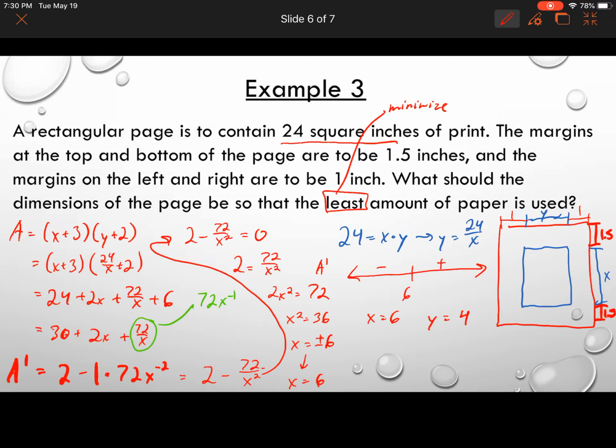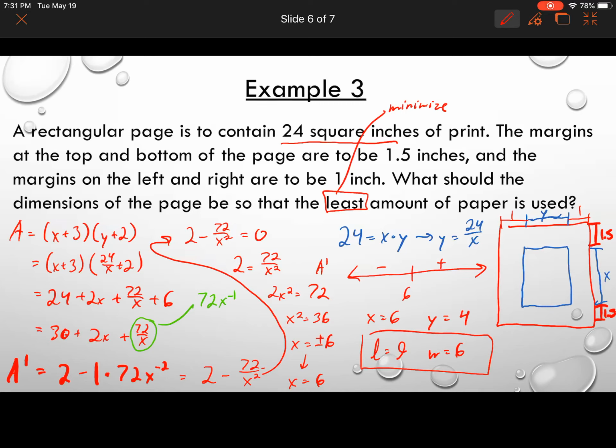So now be careful. We're almost done. That's the dimensions of just the print area. We want to find the dimensions of the piece of paper. So if x is 6, the length should be 9. And since y is 4, the width is going to be 6. So the dimensions of this page are 9 by 6 or 6 by 9, however you want to read it. That is the dimensions of the page that would use the least amount of paper, length by width or width by length. So there you go. That was our last example of today.